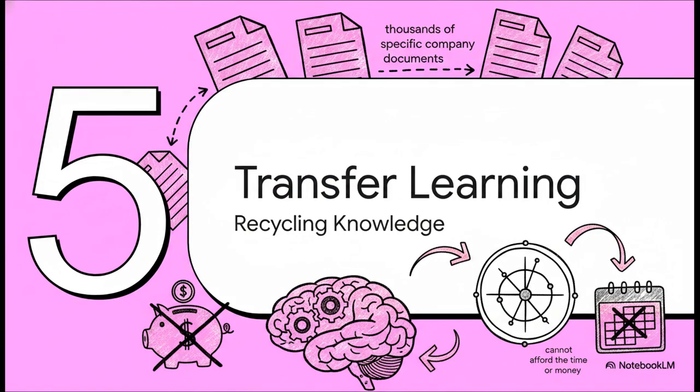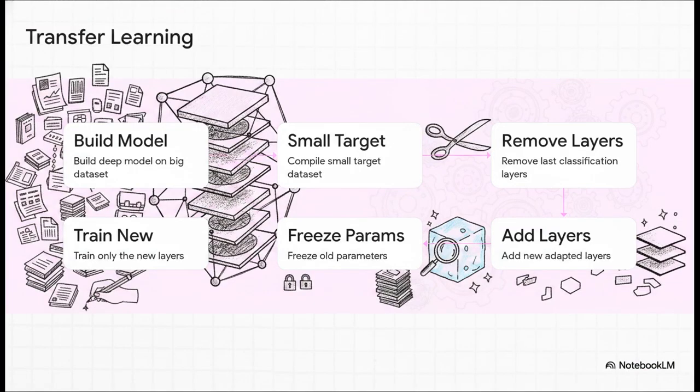Which brings us to Section 5, the power of transfer learning, recycling knowledge. Say you're tasked with building a complex classifier for thousands of specific company documents, but there's no way you can afford the time or money to manually label millions of examples from scratch. The secret? Transfer learning. You recycle.